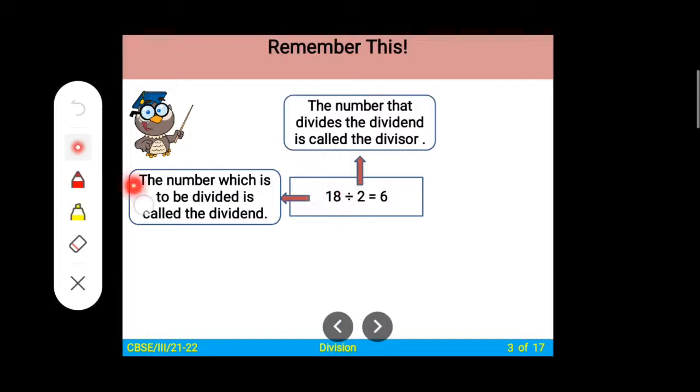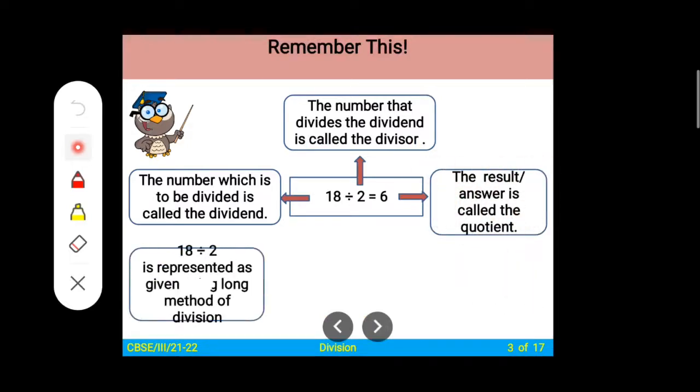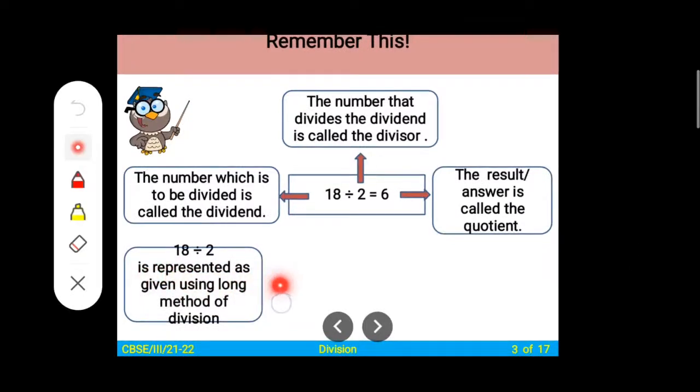18 is the dividend, the number which is to be divided. Second, in 18 divided by 2, the number which divides the dividend is called the divisor. And the answer you get is called the quotient. The result, the answer, is called the quotient. You have to remember this. 18 divided by 2 can be represented using the long method of division. Let's see how you can represent it.